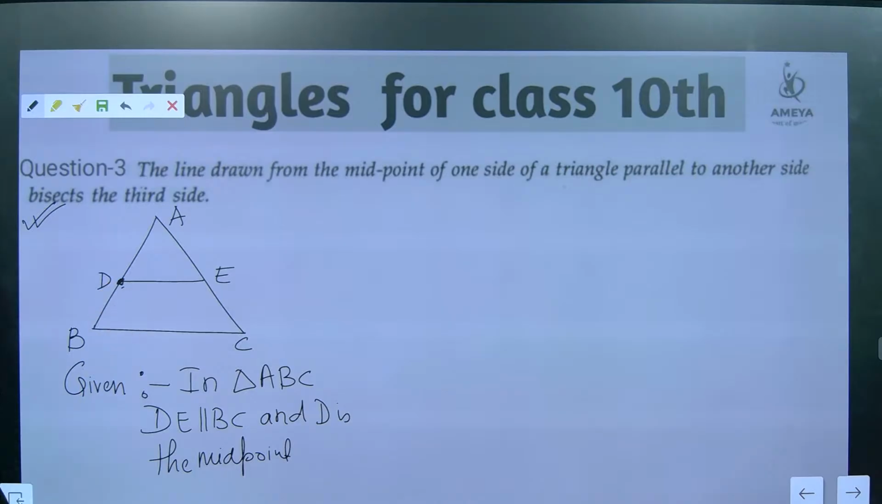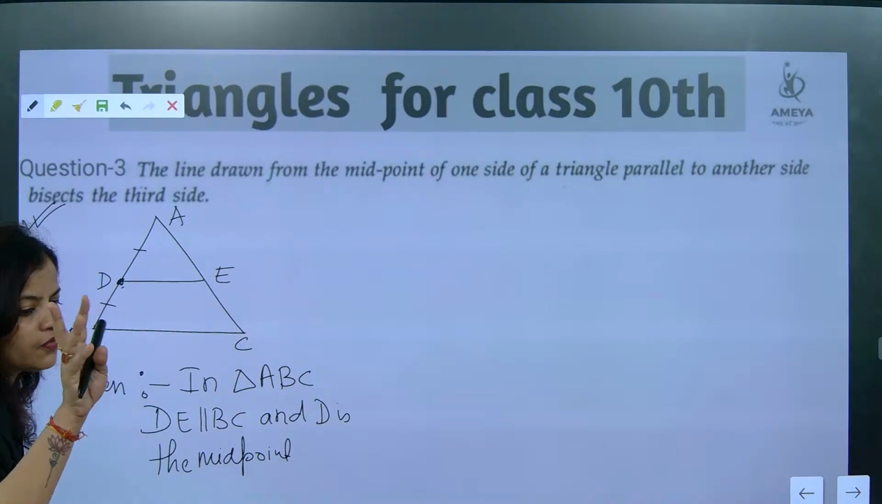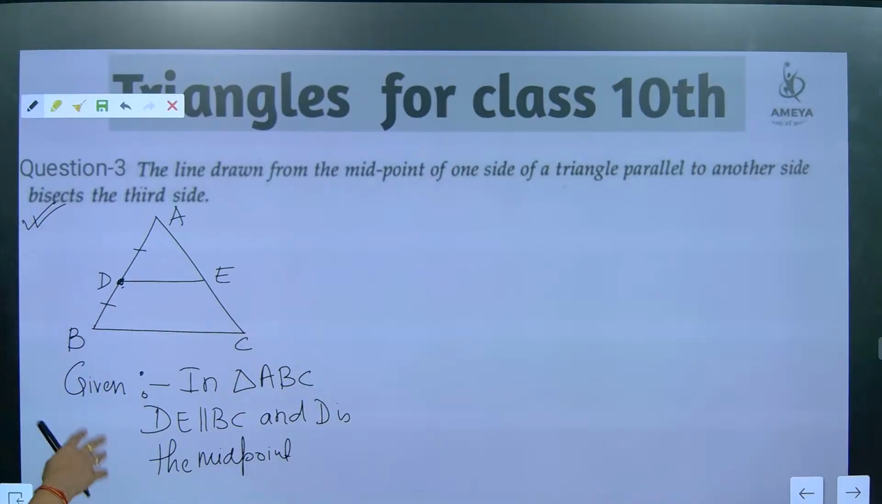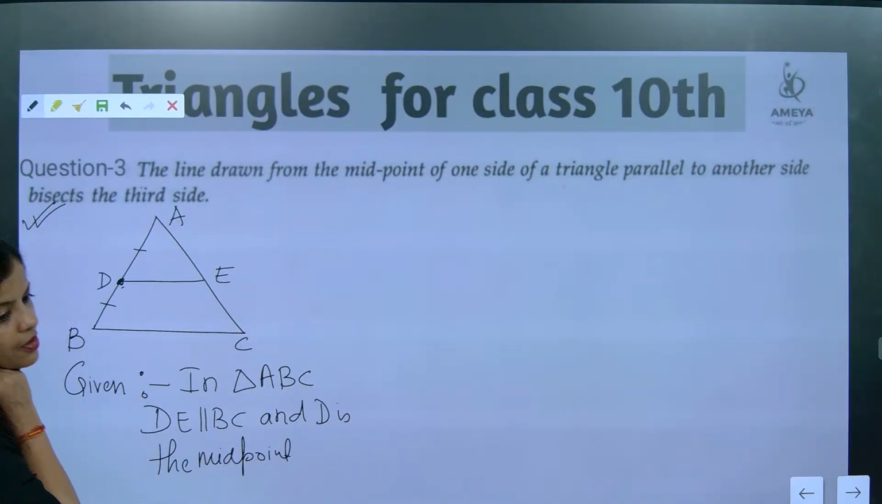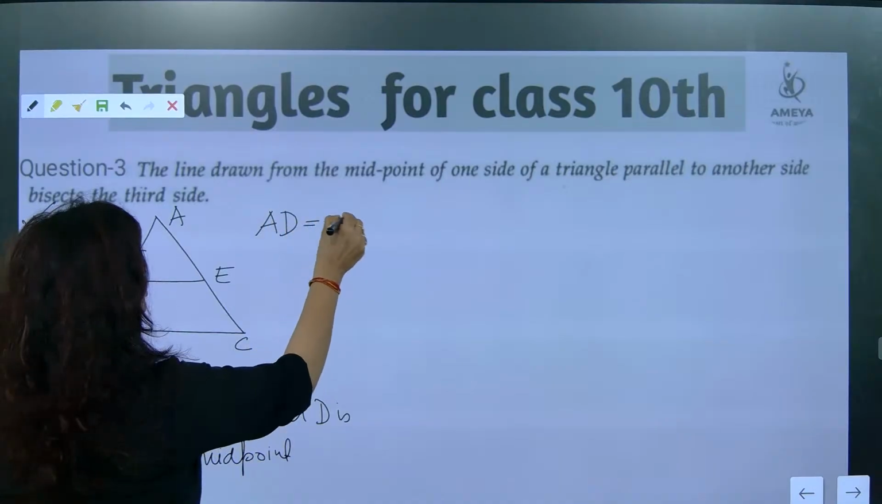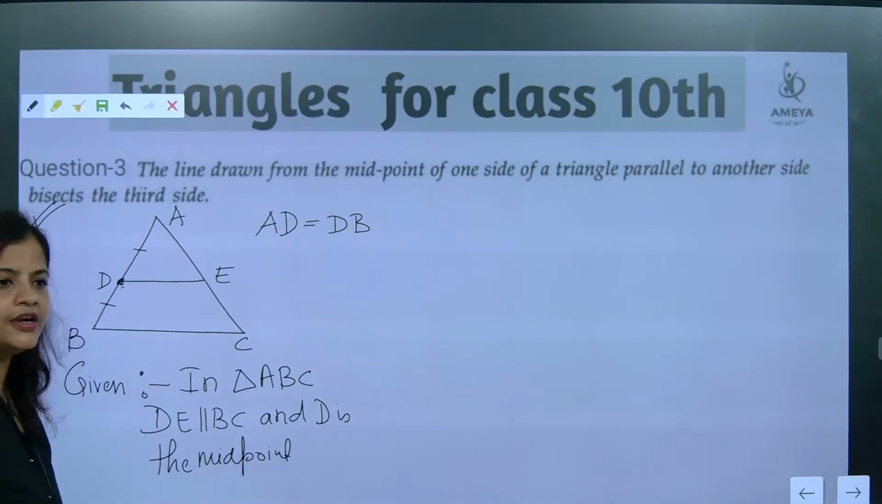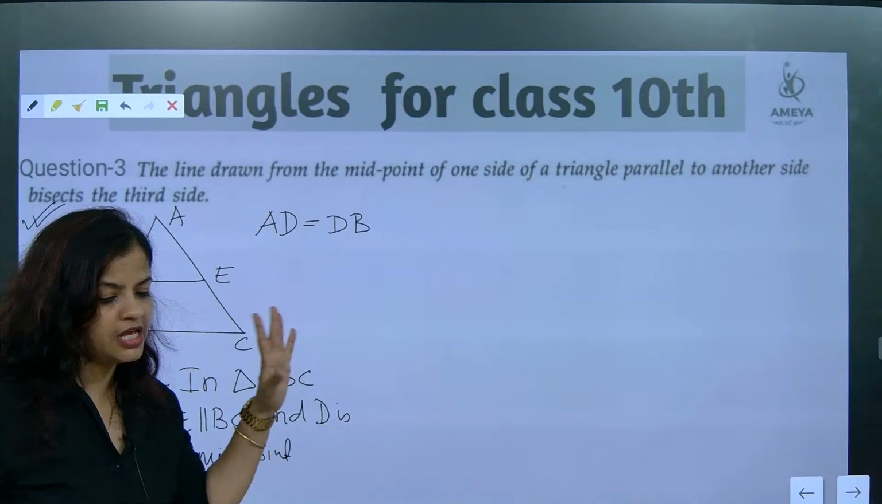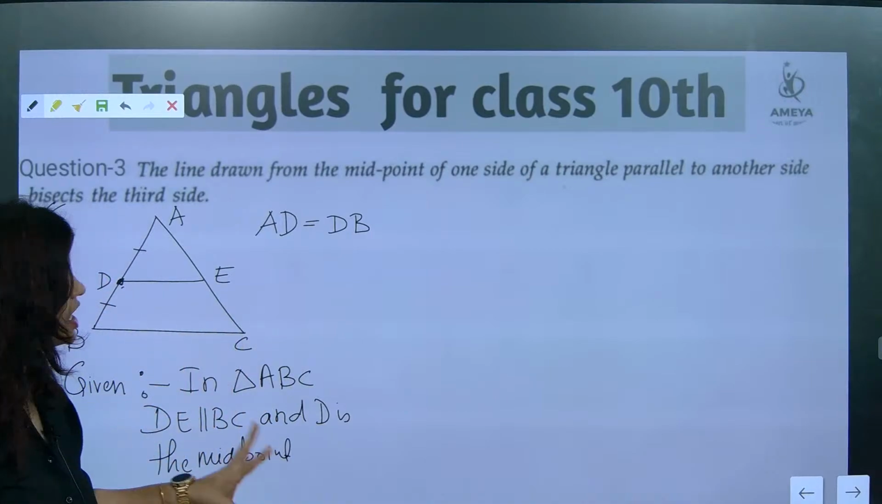This is the midpoint. If this is the midpoint, this side will be equal to this side. Midpoint divides the side into two equal halves. Understood? Midpoints divide the side into how many equal halves? Two equal halves. So here you can write AD is equal to DB. Why? Because D is the midpoint.